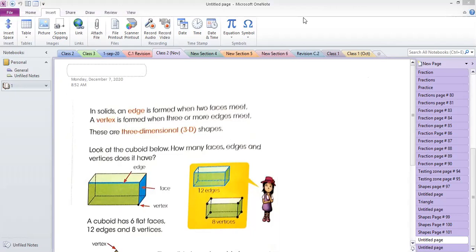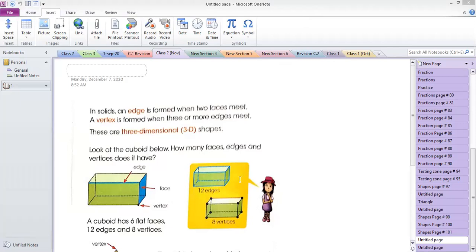So guys, are you familiar with the faces, edges, and vertices? Yes or no? Yes. Do you know about faces, edges, and vertices? What are they? Yes, sir. Yes, very good.